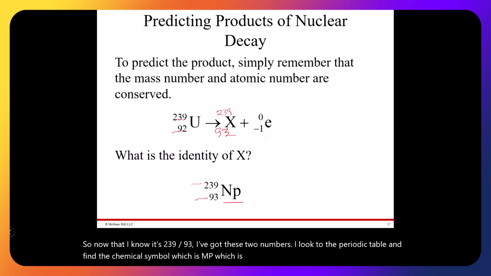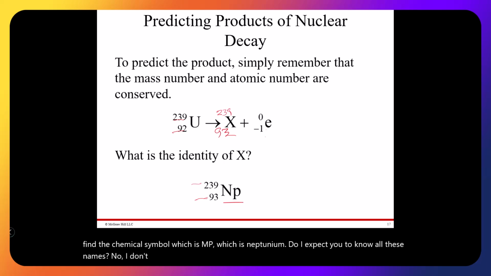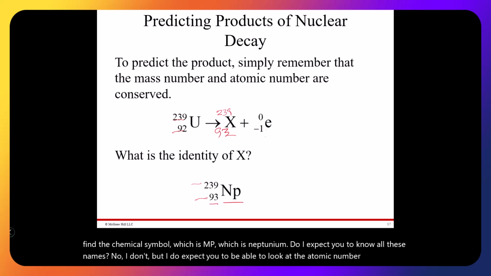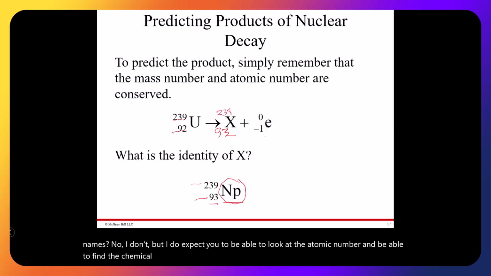Do I expect you to know all these names? No, I don't. But I do expect you to be able to look at the atomic number and be able to find the chemical symbol in the periodic table that represents that.